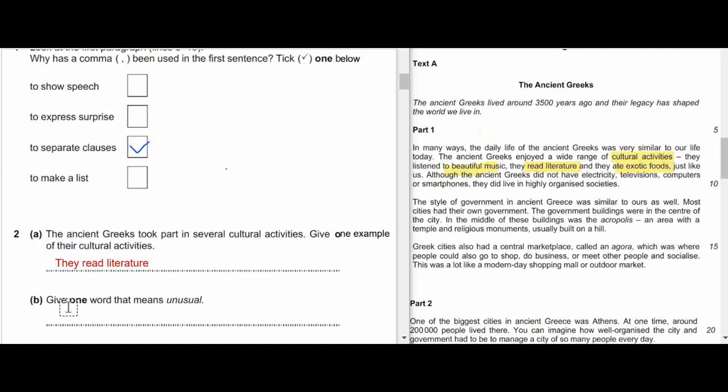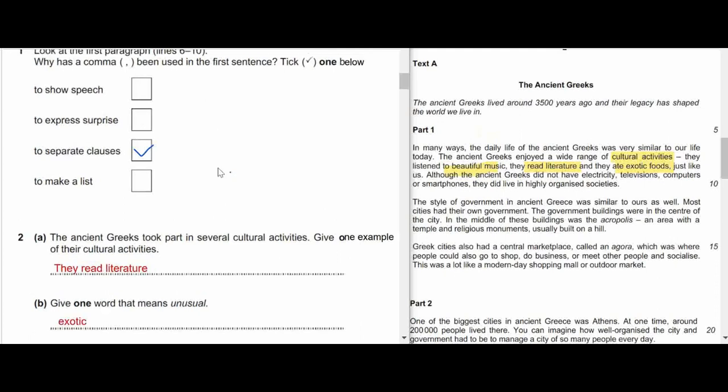Here we go. Question 2B, give one word that means unusual. 10 seconds from now. Alright, let's check it out. Let's reveal the answer. The answer is exotic. Exotic is here. It's still within the same lines, lines 6, 7, 8, 9, lines 6 till 10, the first paragraph. So the first and second questions are within the first paragraph.